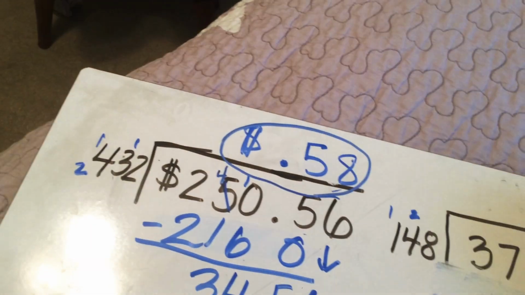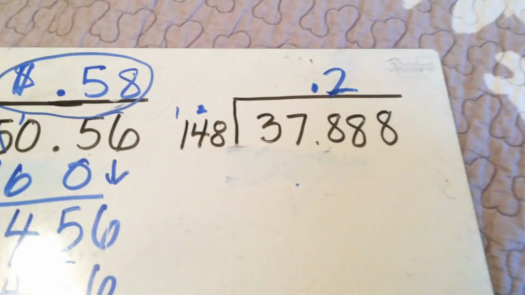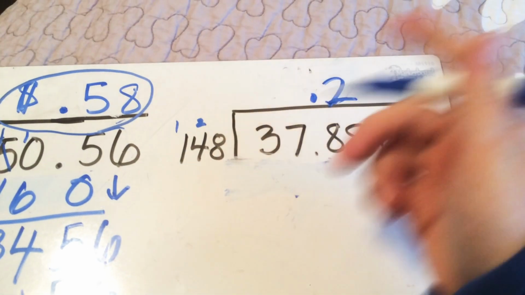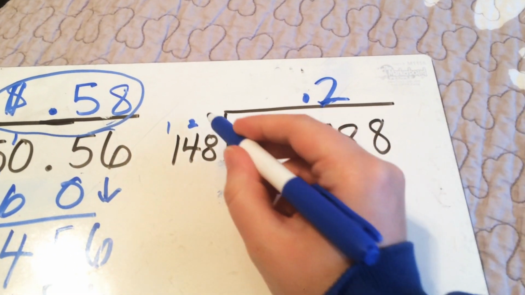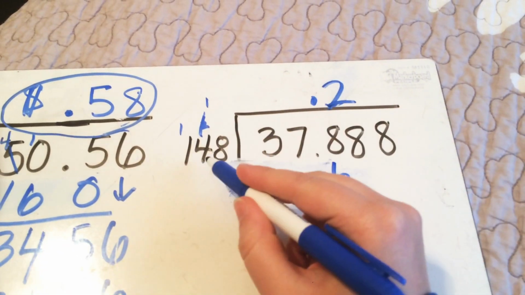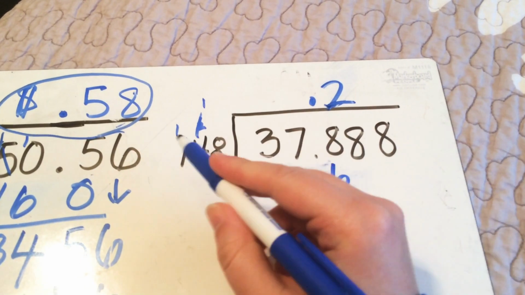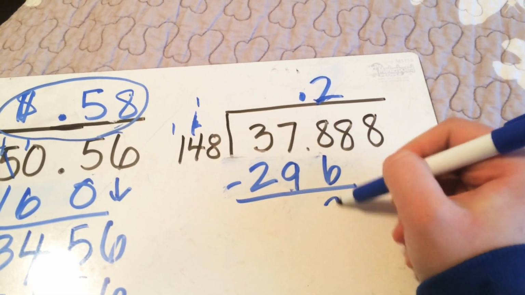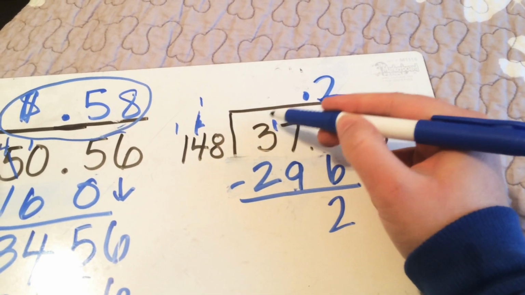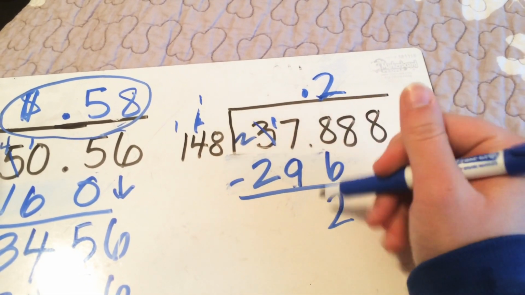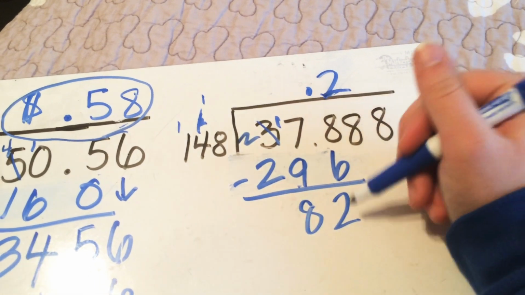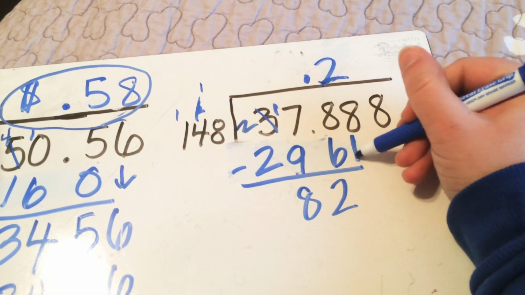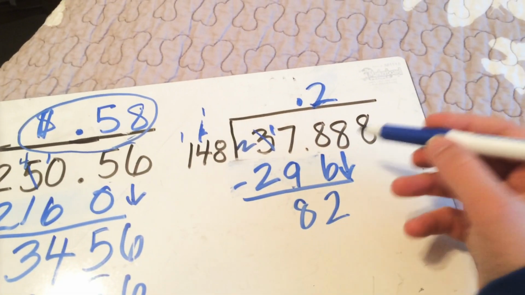Alright, so we're on 2. We're going down to a 2 because the 3 was too big, so 2 times 8, 16. Carry my 1. 2 times 4 is 8, plus 1 is 9. 2 times 1 is 2. Subtract. 8 minus 6 is 2. Borrow. 17 minus 9 is 8. That is smaller. Perfect. Bring down my 8 here.